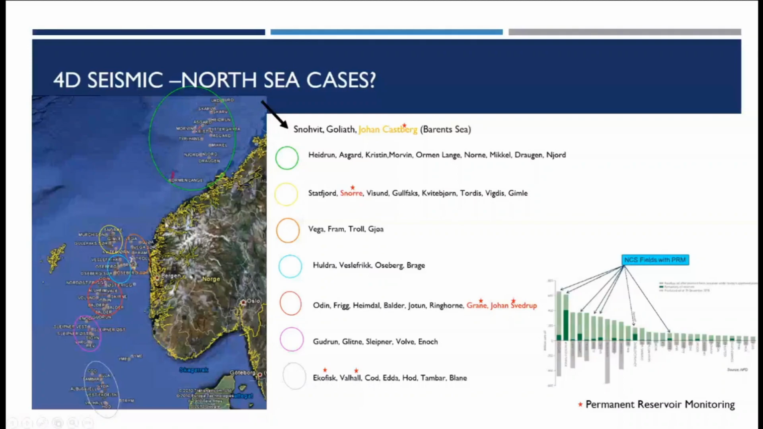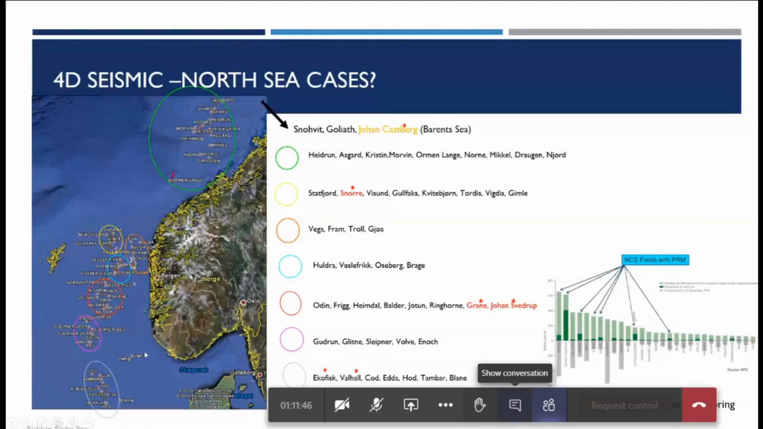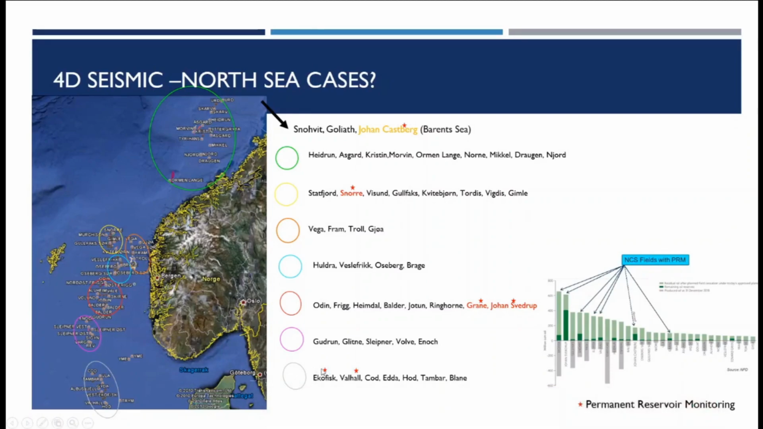And plenty of all of them are kind of laboratories out over here, where 4D seismic has been done in all of these fields. In the fields that I marked with stars out over here, we have done permanent monitoring. Valhall is the first field on the Norwegian continental shelf to do permanent monitoring, followed by Ekofisk, and then by Snorre and Grane. And then we have done it with Johan Sverdrup very recently, and Johan Castberg in the Barents Sea is coming next.